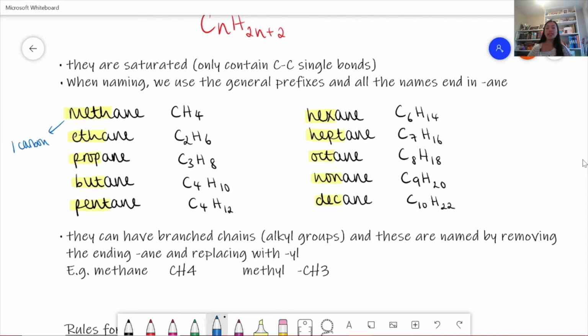That's how we get CH4, because if we put 1 into the general formula of CnH2n+2, we get C1H2 multiplied by 1 plus 2. So we get CH4, and that's methane. Then eth indicates to us that there's 2 carbons, and so you sub in n equals 2 into the general formula. They all end in -ane because they're all alkanes.